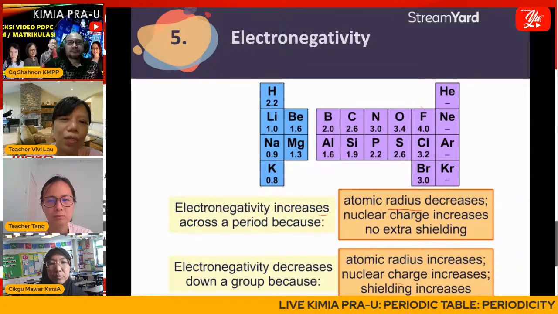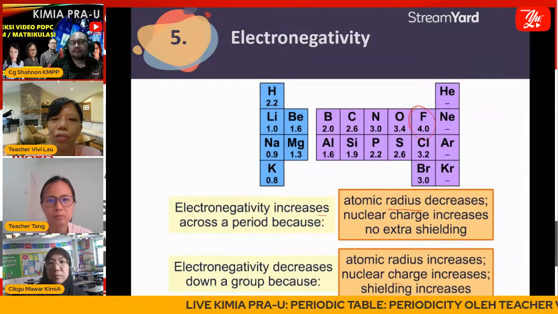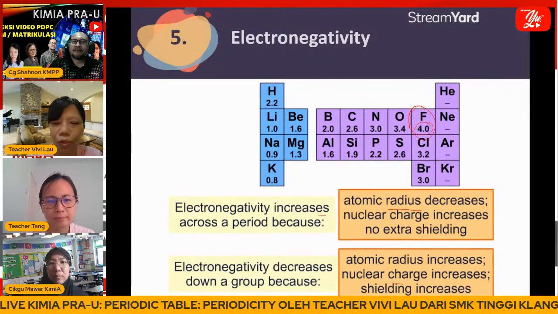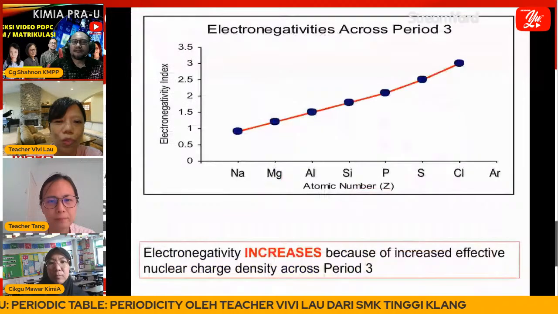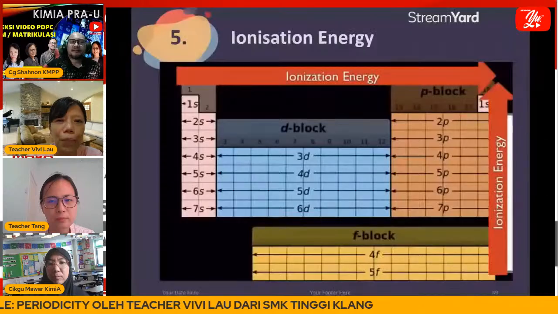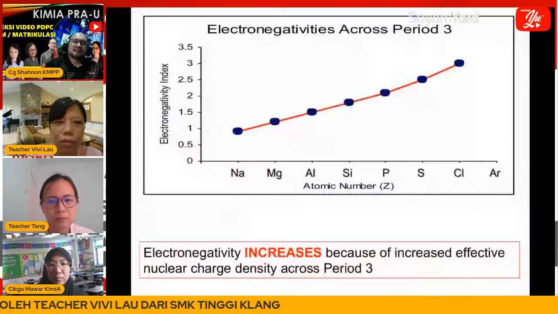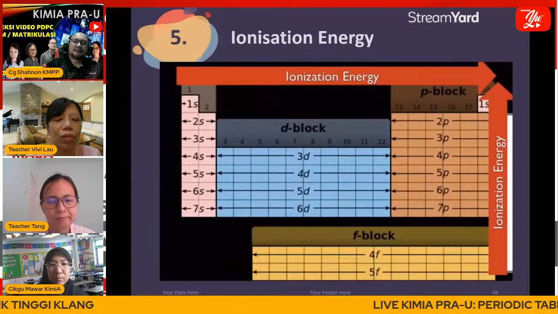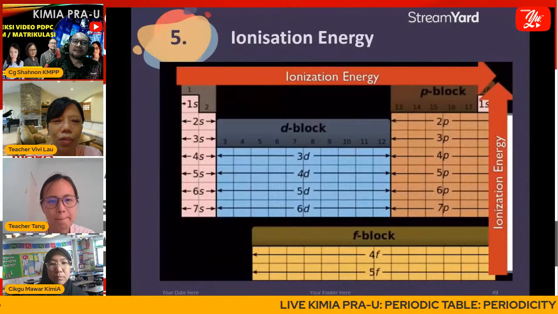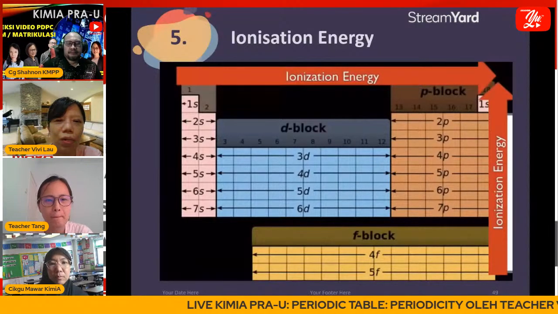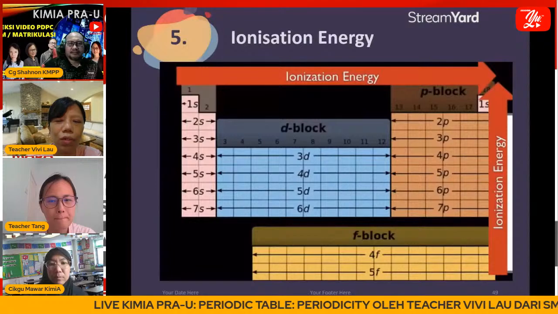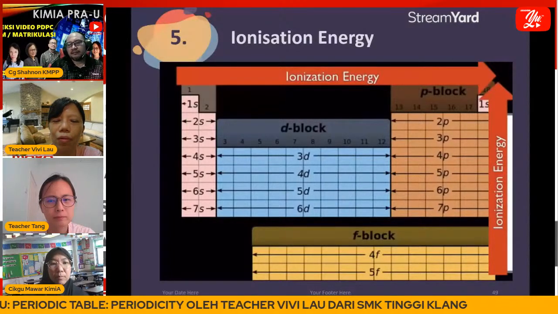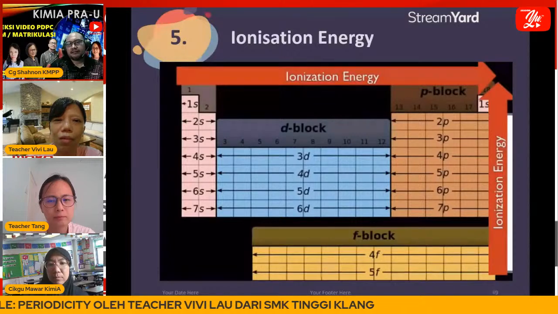Okay, so fluorine has the highest electronegativity than the other members in the periodic table. So across the period increases. So there are electronegativity. Okay, now we look at ionization energy. So across the period, ionization energy increases. Then going down the group, the ionization energy decreases.